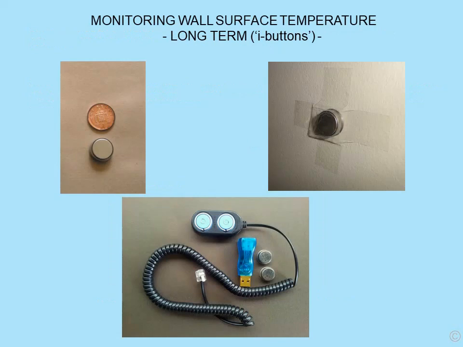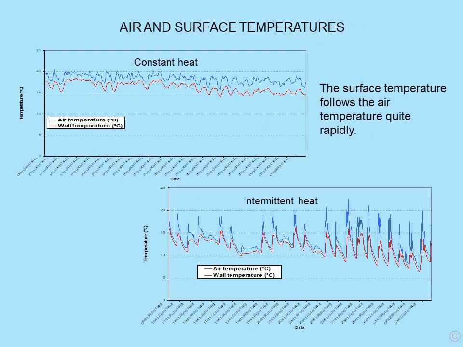We can also monitor wall surface temperatures in the long term, done by these little gizmos, the ones that are easily available and not expensive, iButtons. They're about the size of a penny, they look like a watch battery. Fix them to the wall, flange side down, and on the bottom diagram is the kit that is used to get the data off these. And one thing one does certainly find is that the surface temperatures follow very rapidly and relatively closely to air temperatures.